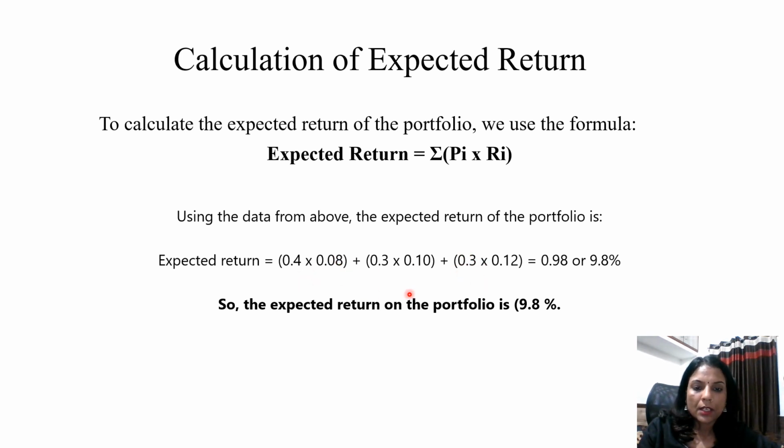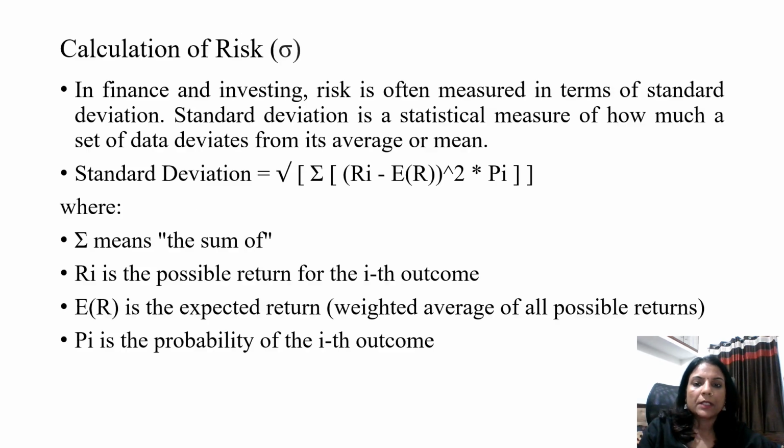After multiplying and adding all these three securities, I get the value of 0.098, which you need to convert into a percentage, because whenever you calculate risk and return, it is expressed in terms of percentage. So the expected return of this example portfolio is 9.8%. Either you can convert the return into decimal, or directly multiply your return percentage with the probability, and you will get the same value. So in this example we understood how to calculate the expected return.